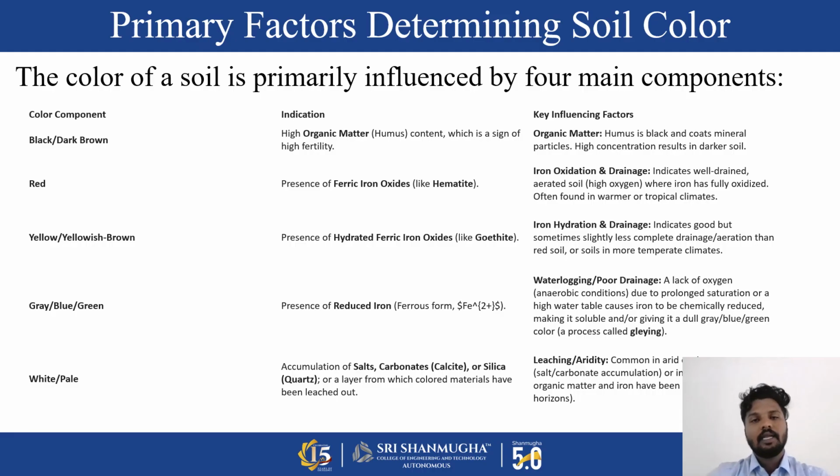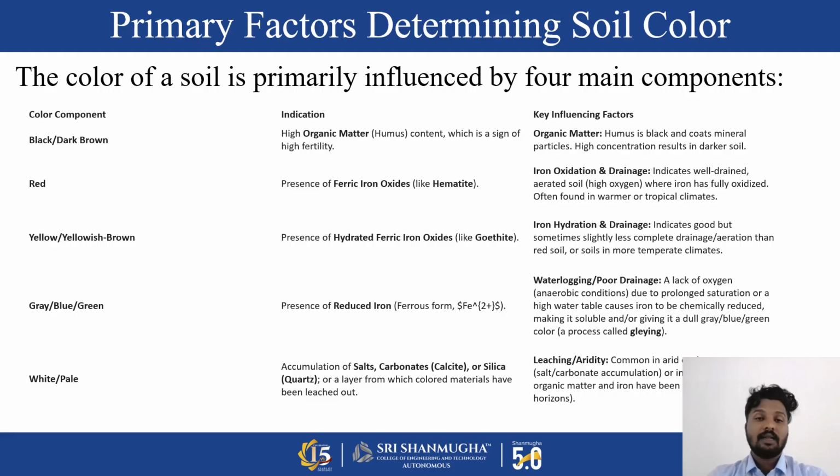The next one is the gray or blue or green colored soil. These colors come to the soils because of the presence of reduced iron, the ferrous form of iron. So Fe2+ ions present in the soils give the soil that color. It indicates waterlogging or poor drainage in the soil. The lack of oxygen, I mean the anaerobic condition, causes the iron to be chemically reduced. That process is called gleying, giving the soil a dull gray or blue or green color.